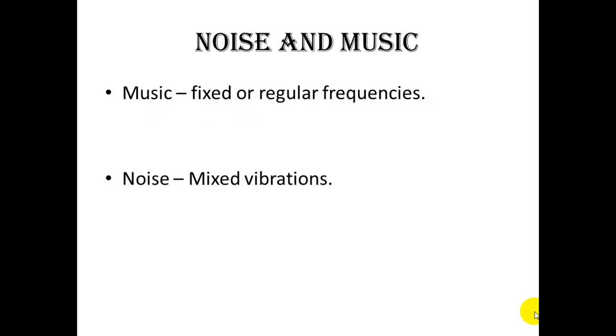Noise and music. Yes, we divide sound waves into two. There is what we call musical sound and non-musical sound. Musical sound is simply called music, while non-musical sound is called noise. When sound waves originate from sets of regular, fixed frequencies, we call it music. Music is a type of sound that is pleasing to the ear. But when it is coming from confused or mixed frequencies, it is called noise. This is not pleasant to the ear.